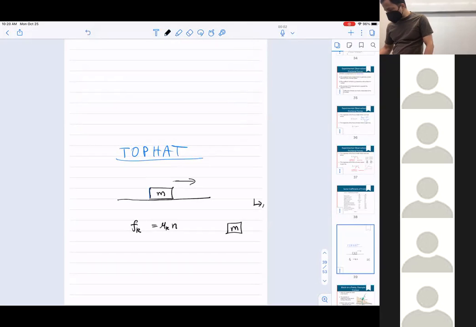Let's say this is our positive x, our positive y. There's the weight acting down, mg. There's the normal force on it acting up from the ground. And then there is the force of kinetic friction, which is opposing the motion, which is this F sub K. Is there any other force acting on this object?